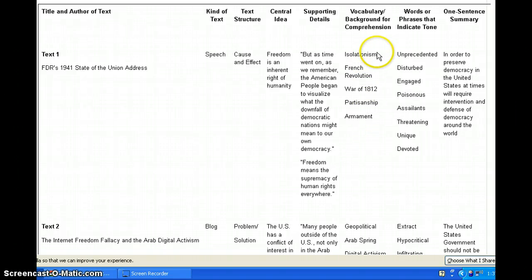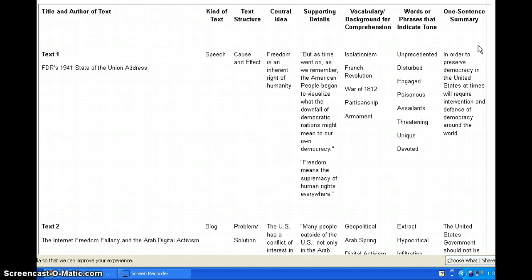Vocabulary or background that was needed to understand the text included isolationism, the French Revolution, the War of 1812, partisanship, and armament. Please note this is not a complete listing of vocabulary or background for comprehension, but just what we've identified as we go through the text. Words or phrases that indicate a tone were unprecedented, disturbed, engaged, poisonous, assailants, threatening, unique, and devoted. And then a one-sentence summary.